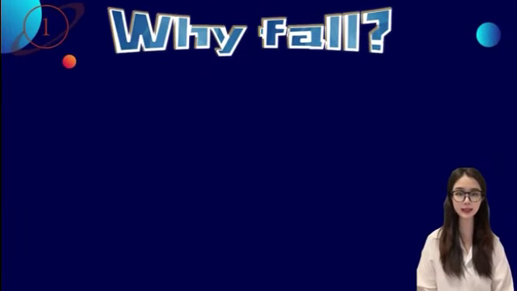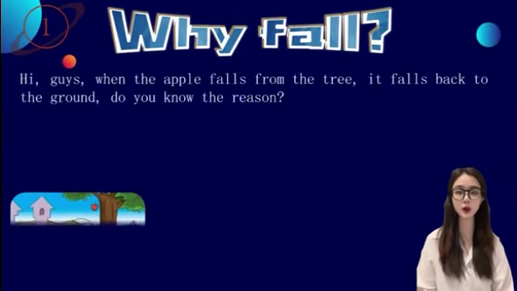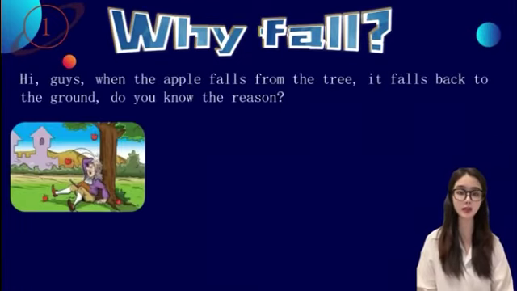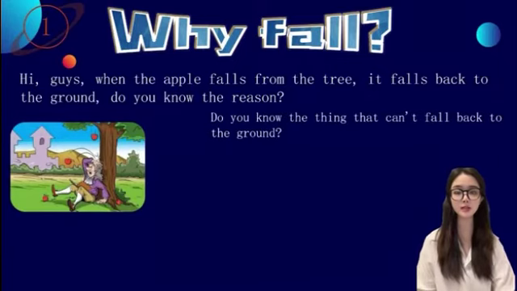In our daily life, there is often fruit falling from the trees, such as apples. Why do they often fall from the trees to the ground? Because everything on the earth is attracted by the gravity of the earth, so it will fall from the tree. But is there anything that won't be attracted by the earth and fall to the ground?